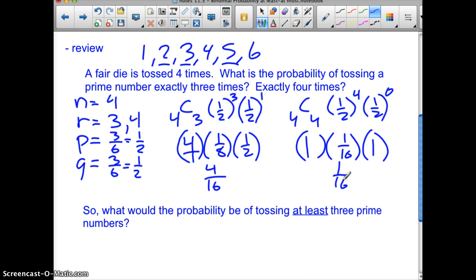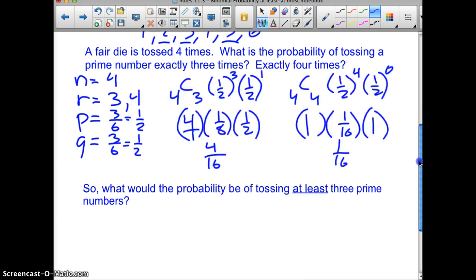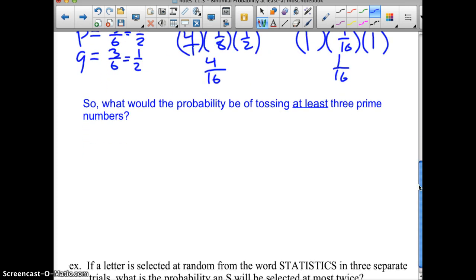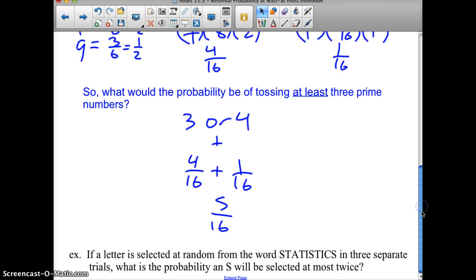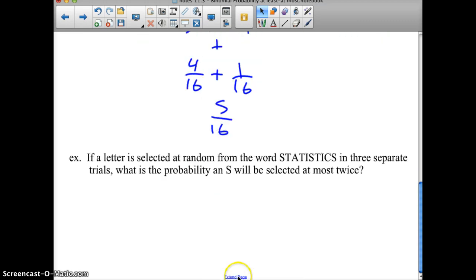Now, down here, what would be the probability of tossing at least 3 prime numbers? All right, well, that's going to be 3 or 4. And in probability, or means add. So the probability of getting 3 prime numbers is 4 out of 16, plus the probability that I could get 4 prime numbers, which is 1 out of 16. So altogether it's 5 out of 16. And now I think it's probably clear to you why I didn't reduce that 4/16 to 1/4.